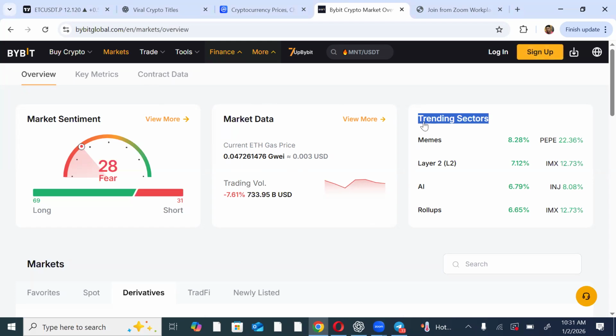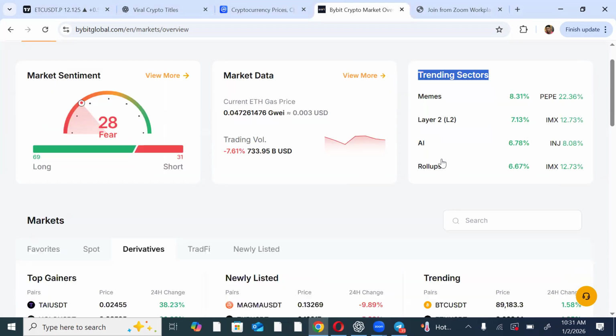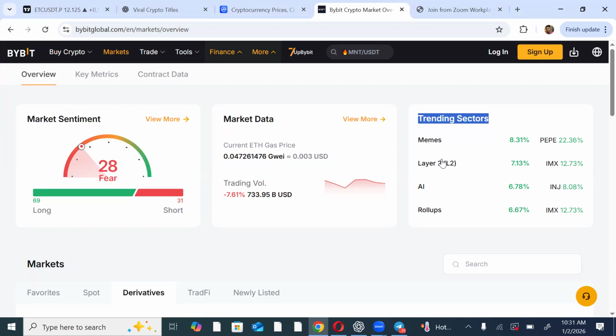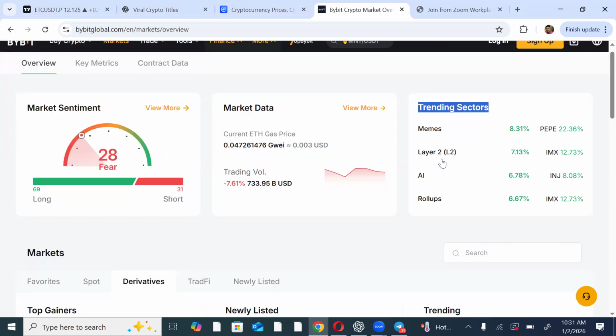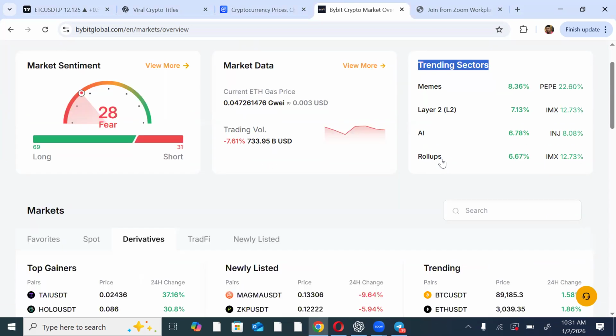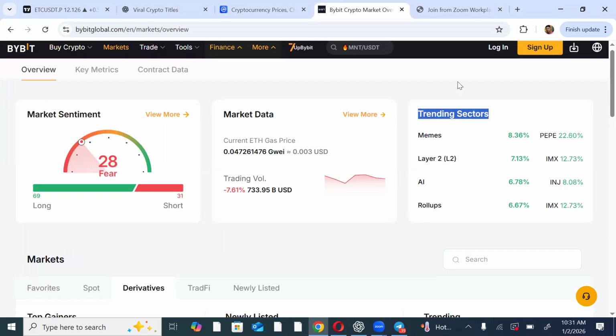We have our trending sectors, and these metrics are what we'll be using to decipher where exactly money is going into. So you can see we have layer 2, we have memes, layer 2, AI rollups, and we can easily just use this information to have a hold of what we are doing. Right, so I'll start by using layer 2 and analyzing a few pairs there and showing you how you can actually just run your analysis on them.